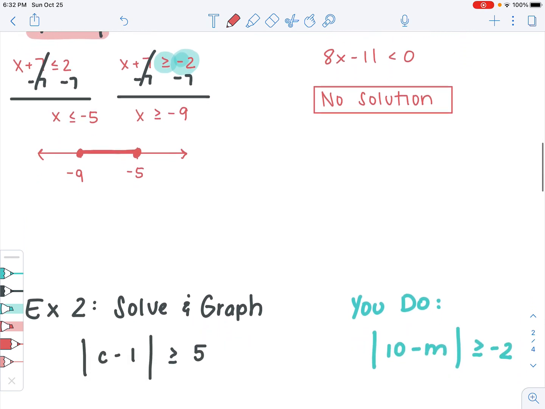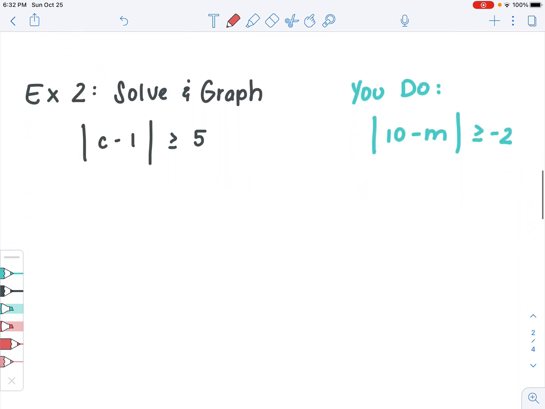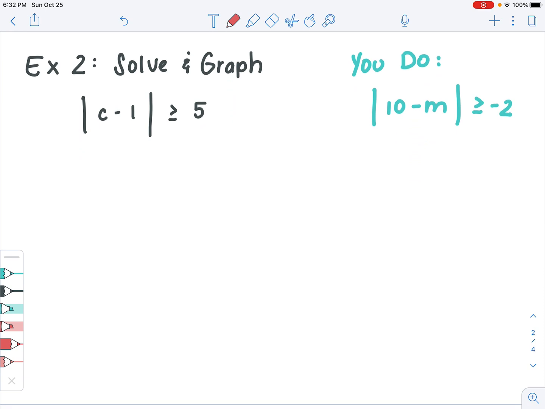Alright, so let's spice it up a little bit and solve something like the absolute value of c minus 1 is greater than or equal to 5. So I notice my absolute value is all by itself. I'm going to rewrite my two equations. So I'm going to get c minus 1 is greater than or equal to 5, and c minus 1 is less than or equal to negative 5. Then I have to add 1. I'm going to add 1 to both of them since I see that they're both the same.